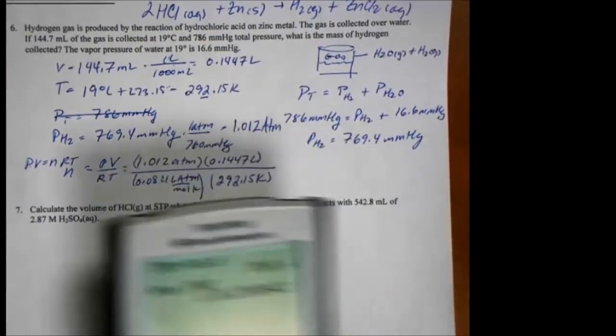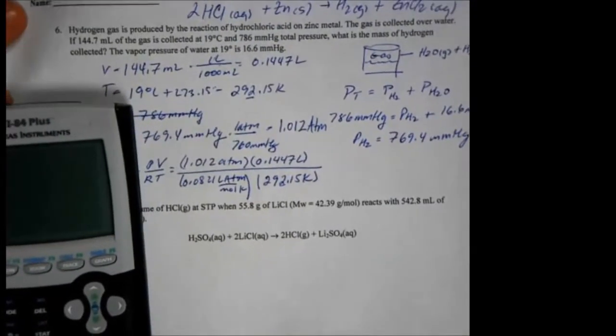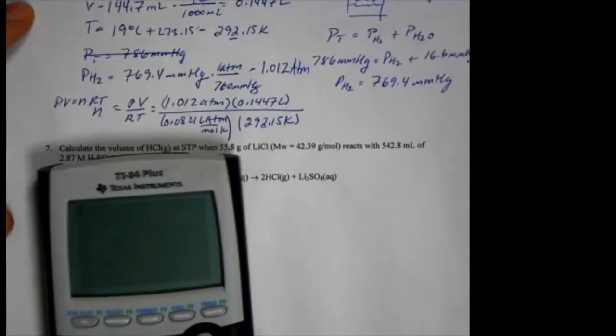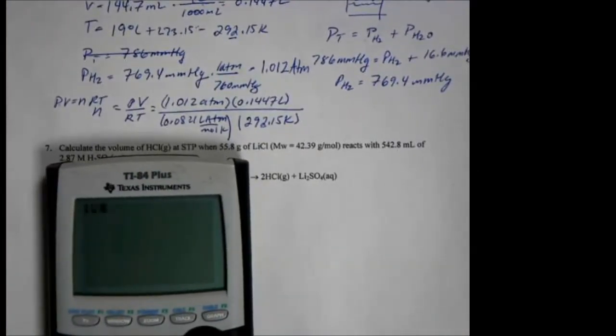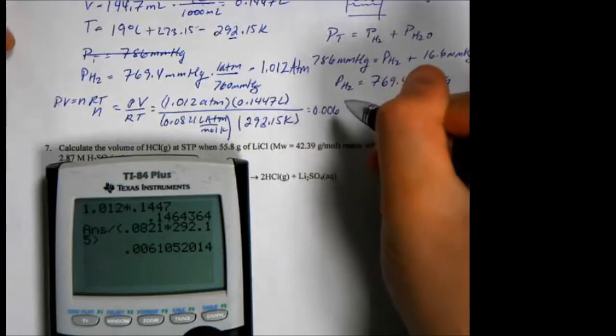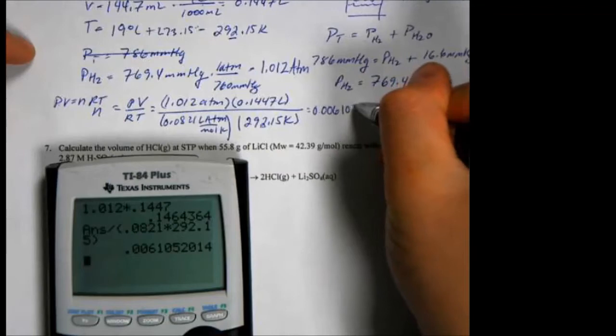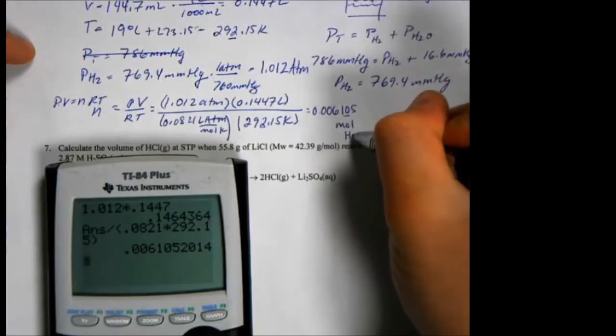In this case, we're just going to plug in for everything. I'm going to multiply 1.012 times 0.1447, and then divide this by 0.0821 times, remember you have to have a parenthesis for the bottom, 292.15. So this gives 0.006105, we're going to have 3 sig figs, moles of H2.